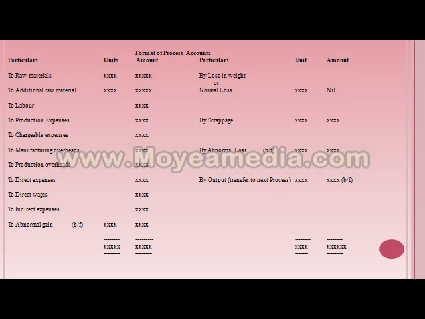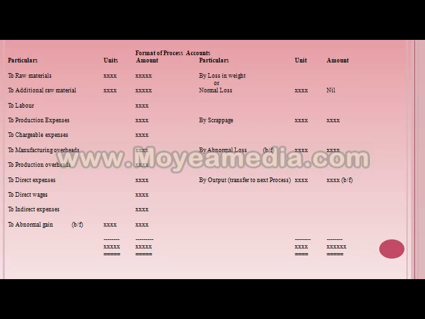Normal loss is nothing but loss in weight. It doesn't always have value. So you should keep that in mind when you come across loss in weight or normal loss: you don't have a value in the amount column. For scrappage, as per the direction of the sum, you have a value. For abnormal loss, we have to calculate the value. It will be explained in the following slides later on when you work out a sum. And the output is the last item that you get on the credit side.